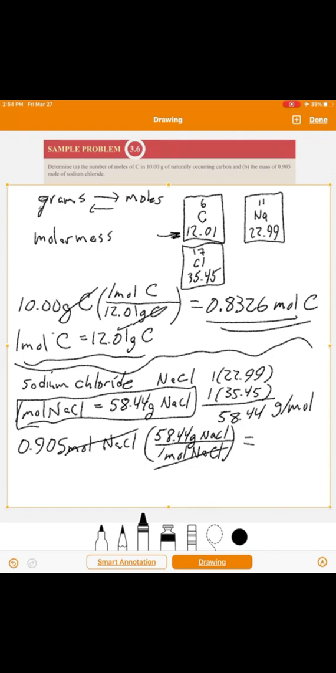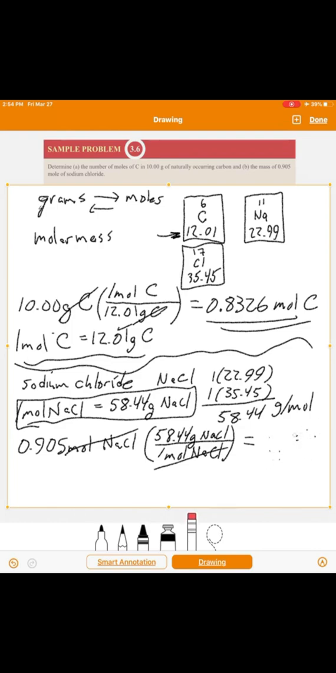So 0.905 divided by 58.44. And the number of sig figs for this one is 3 because the 905 only has 3 sig figs. So 0.0155. The leading zeros are not significant. Leading zeros are never significant. So 155 is 3 sig figs. And then, oops, sorry, my mistake. Look, there's an error. You can see there's an error.